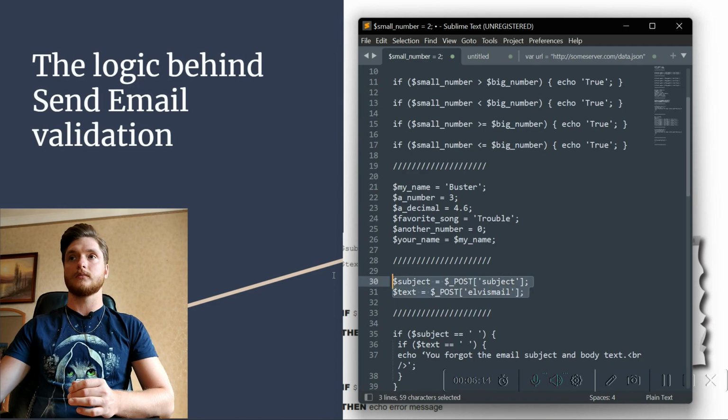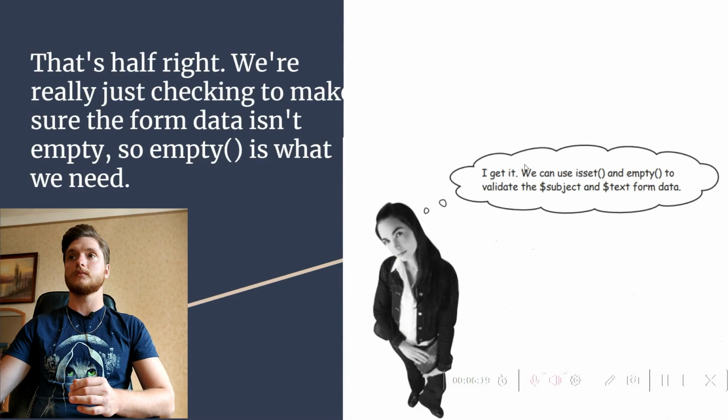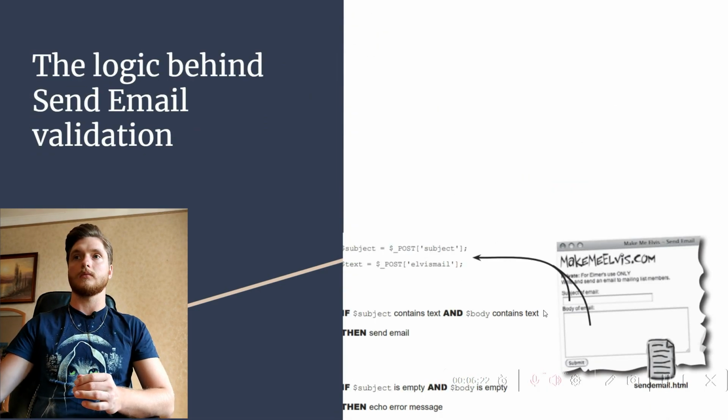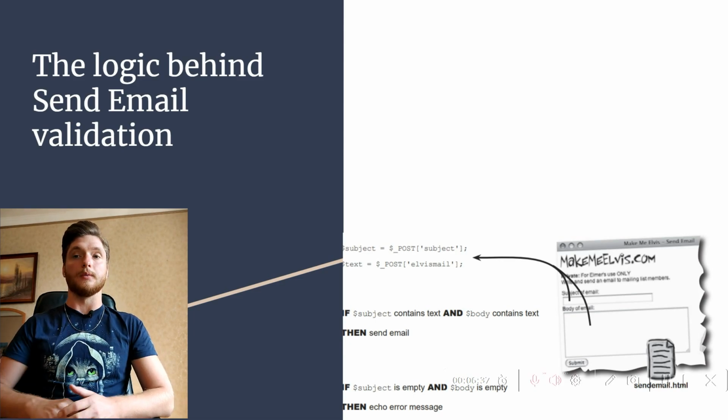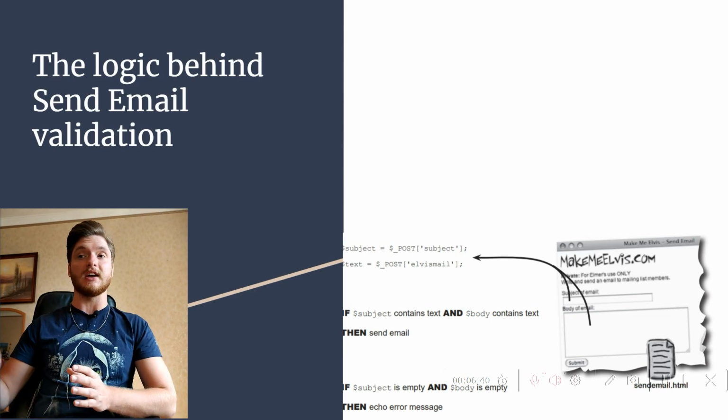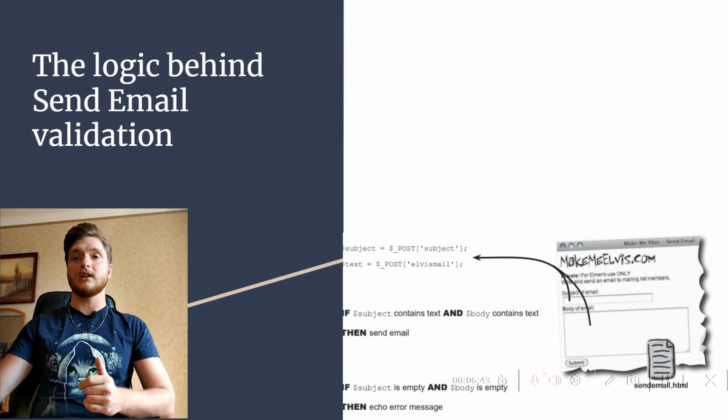So this is our code. And this form data is all we need to check and see if there is data in each of the form fields. The logic might look something like this. If $subject contains text and $body contains text, then send email.